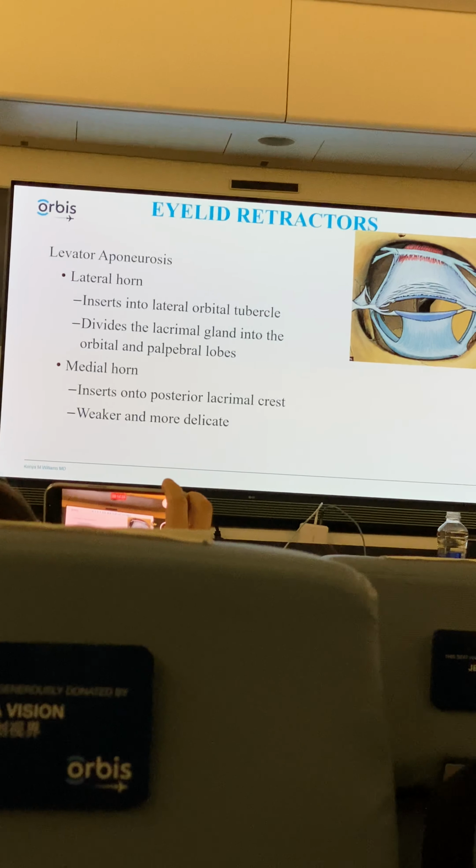It's a suspensory ligament. In lacrimal sac surgery, when we expose the lacrimal sac, it will be very close to the transition between the aponeurosis and the levator muscle.